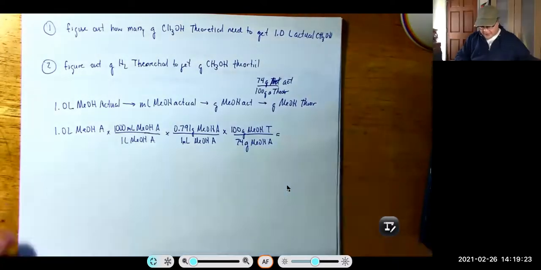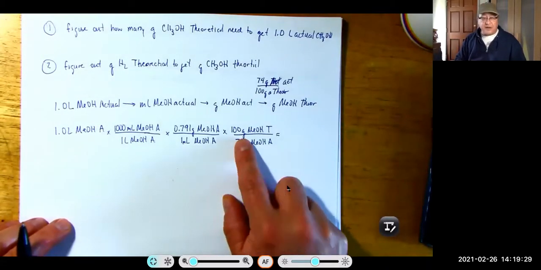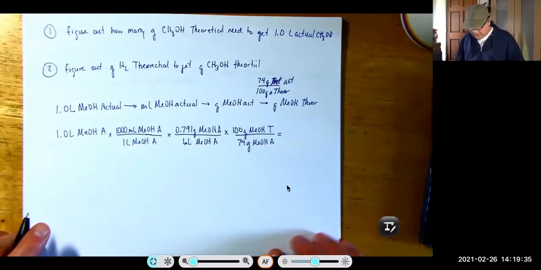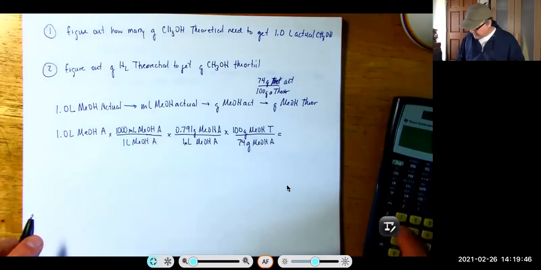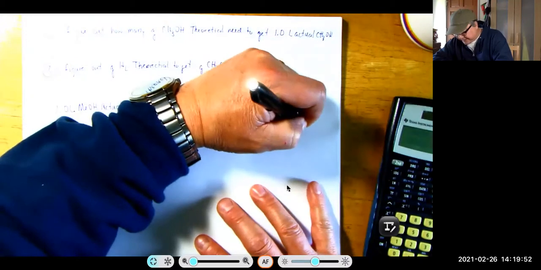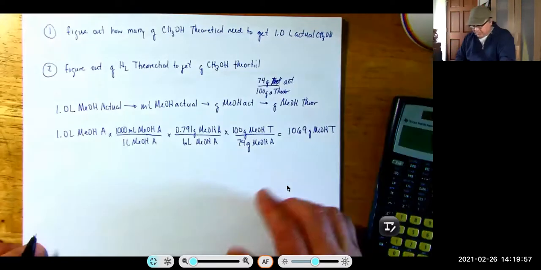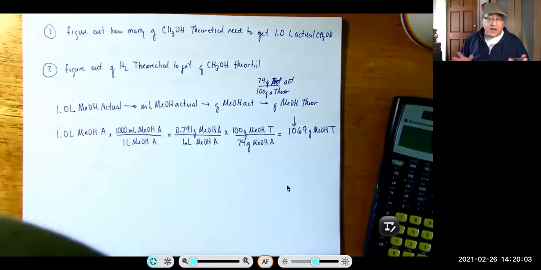This one I think we're doing correctly. 74 grams actual for 100 grams theoretical. Remember, the actual amount you get is always less than the theoretical. So let's do this one. We have 1,000 times 0.791 times 100 divided by 74, and we get 1069 grams of methanol theoretical. Now, this would normally be rounded to 1,100, but we're not going to do that yet.